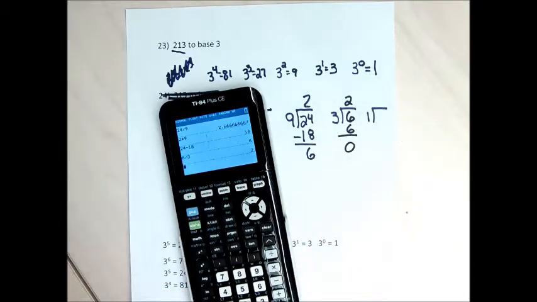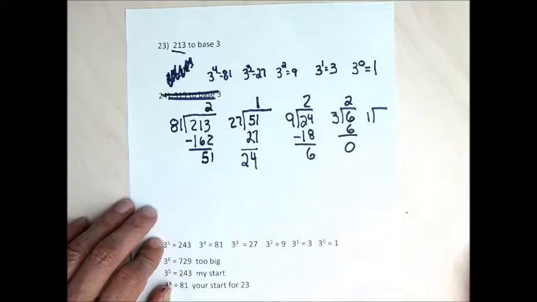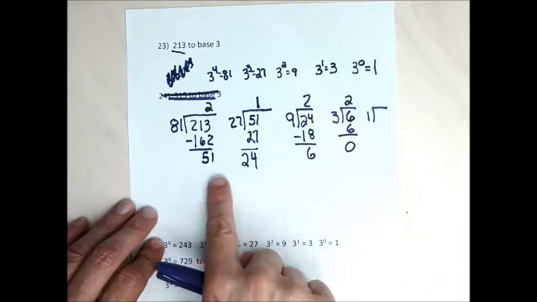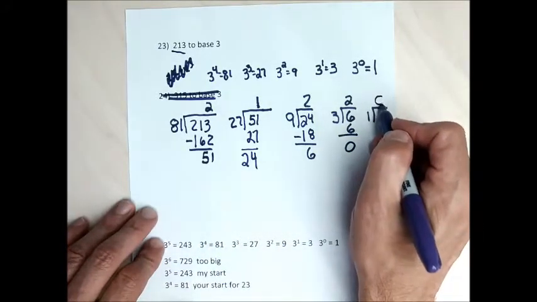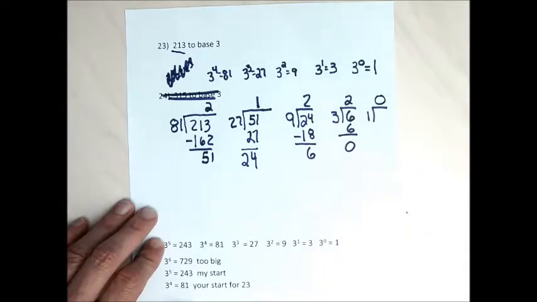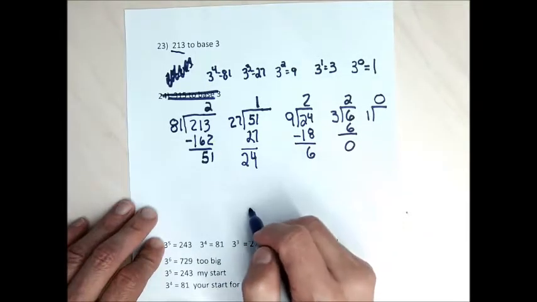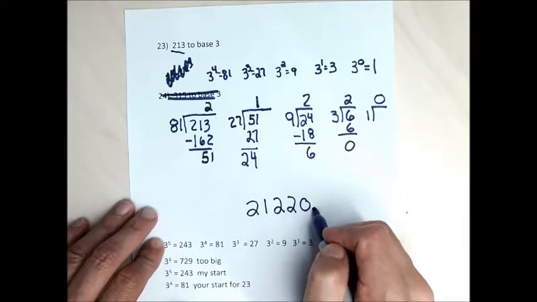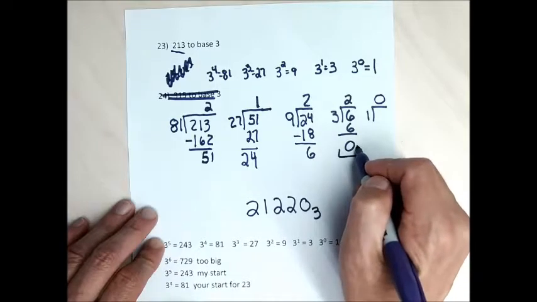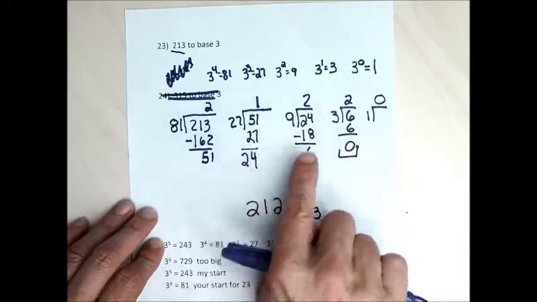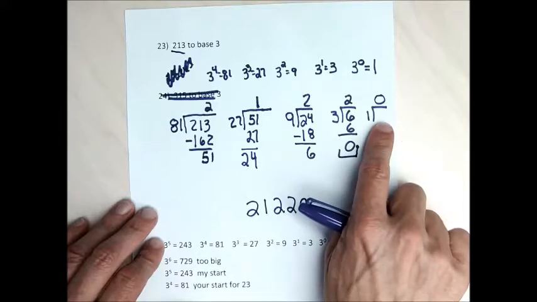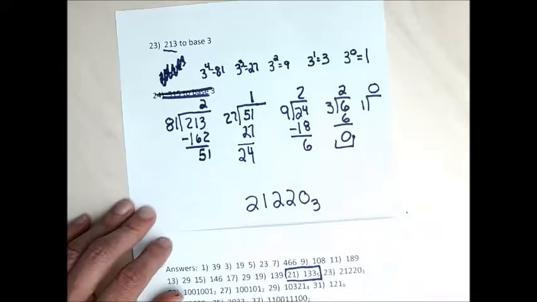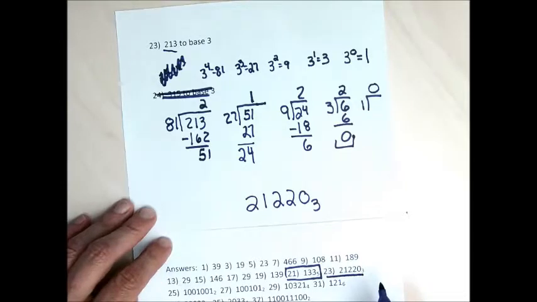Once I get a remainder of 0, I don't need to go any farther in terms of doing more divisions, but I need to have a number on top of every division bar. And once I get to a 0, if there's more division bars, I just toss a 0 up on top of that division bar. So I would say the answer to problem 23 is 21220 base 3. Again, once you get a remainder of 0, you're done with the algorithm, but if there's divisions after it, you need to put zeros on top of those. So when I look at my answer, it came out perfectly, 21220 base 3.